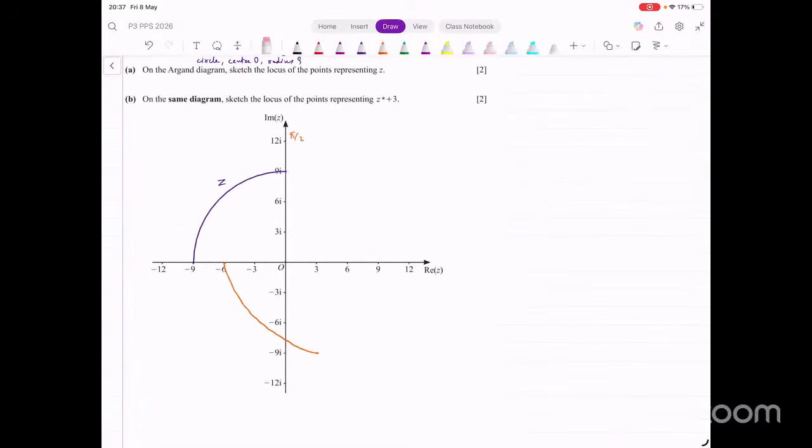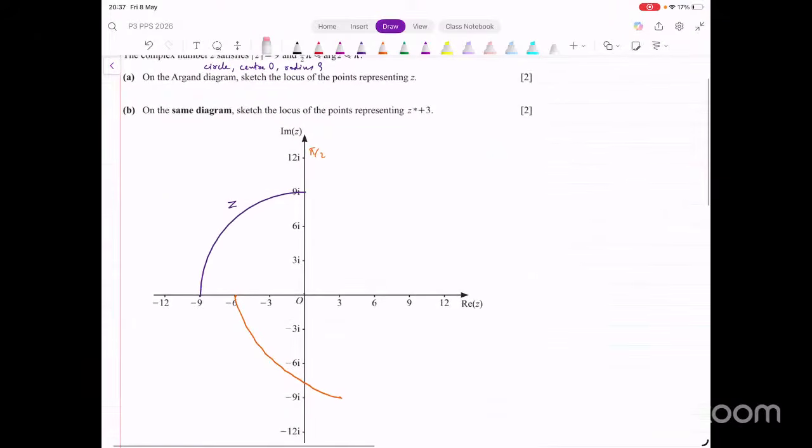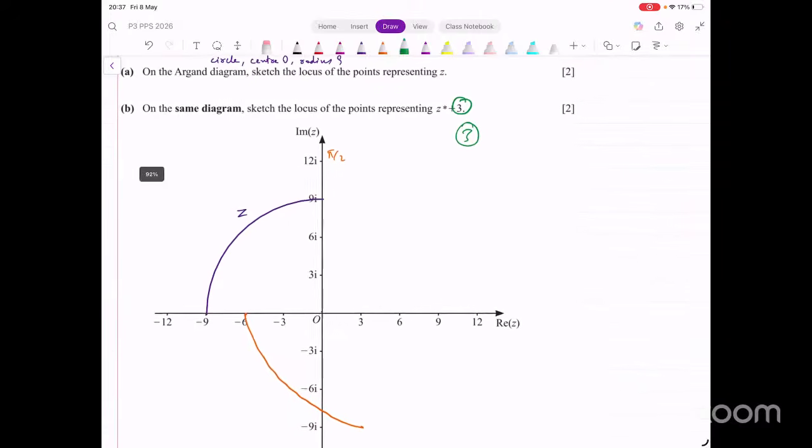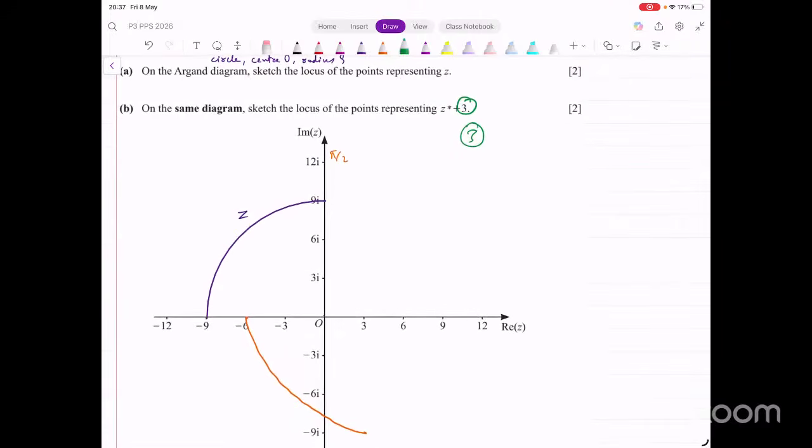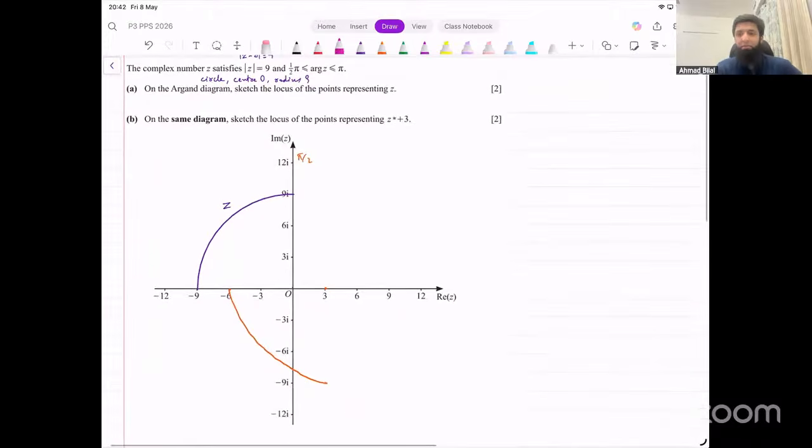Make sense to everyone? Isn't it a change in the imaginary part? Do we have iota with it? This is just 3, right? 3 is a real number. Okay, no problems with this.